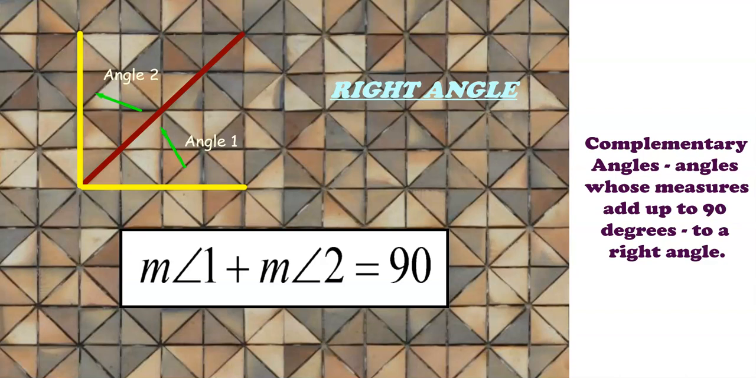Go ahead, pause the video, copy down the diagram with angle 1 and angle 2, the definition of complementary angles, as well as the formula that the measure of angle 1 plus angle 2 is 90 degrees. Come back when you're ready to move on.